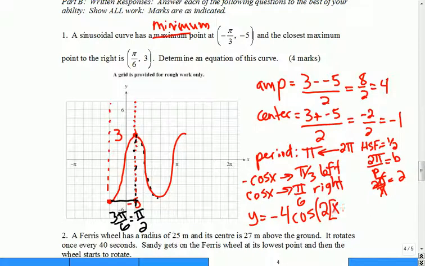Okay, so let's wrap up. Plus pi over 3. And the center line is negative 1. So that's one possible candidate. And again, there are many that would be correct for this graph.